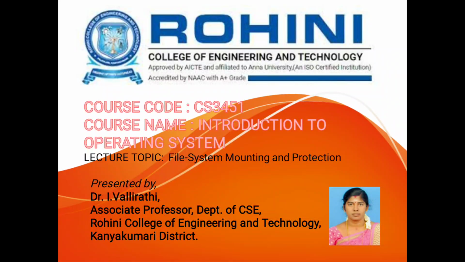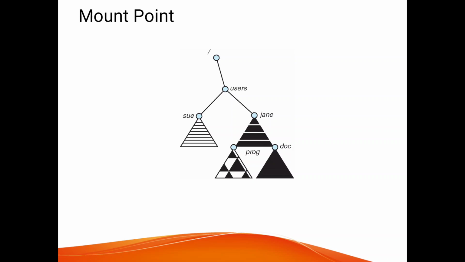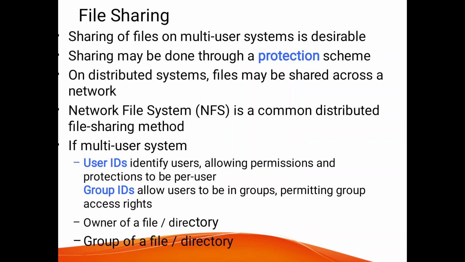In this presentation, we are going to discuss file system mounting and protection in operating systems. In file system mounting, a file system must be mounted before it can be accessed. An unmounted file system is mounted at a mount point. Here the file sharing process is done.